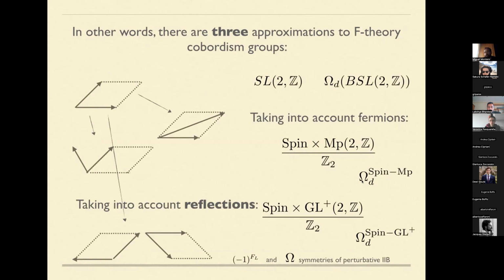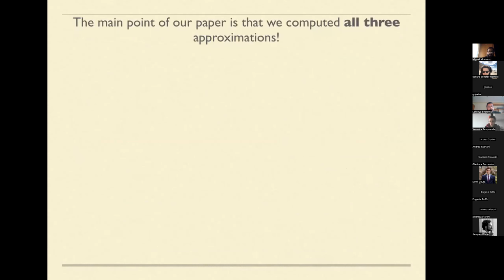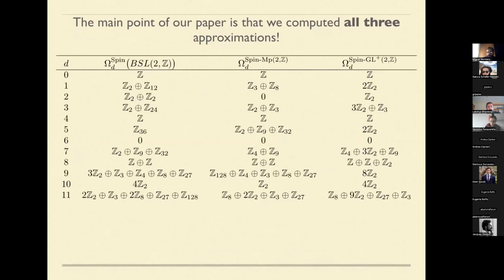This is cobordism groups with a spin-Mp structure, because the fermion number of the spin part is mixed with the Mp part. And this is the same for spin-GL plus structure. So there are 3 different structures that we can look at. And in our paper, we computed the cobordism groups of type 2B string theory in all these approximations. And this is how the thing looks. There's a bunch of cobordism groups.